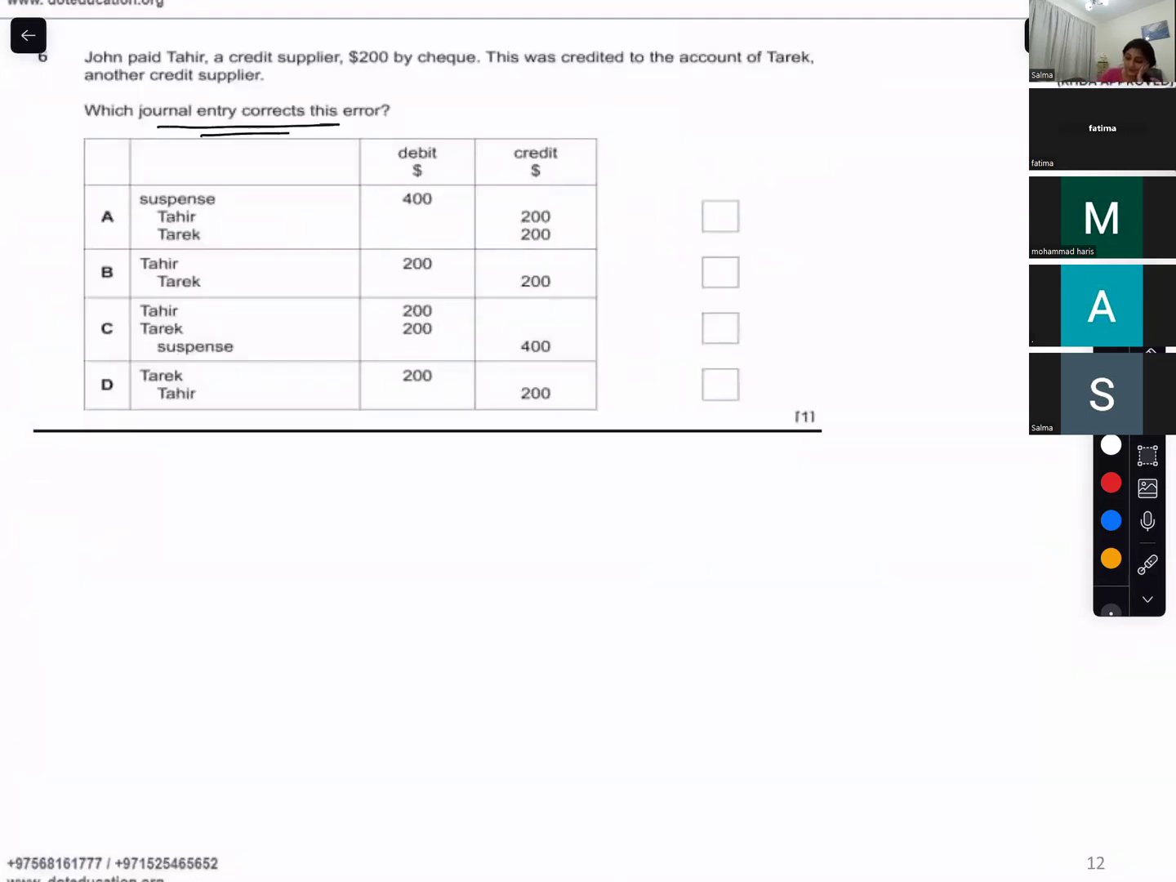John paid Tahir, a credit supplier, 200 by check. This was credited to the account of Tariq, another credit supplier. Which journal entry corrects this error? Come on, what will we do?